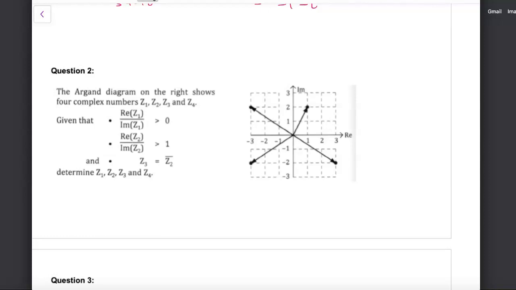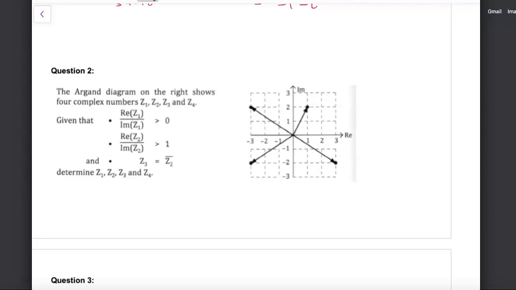So it tells us that the real value in Z1 divided by the imaginary value, so A over B, should give us a number greater than 0. But if we do the same for complex number 2, the real number over the imaginary number should be greater than 1. It also tells us that Z3 is equal to the conjugate of Z2.